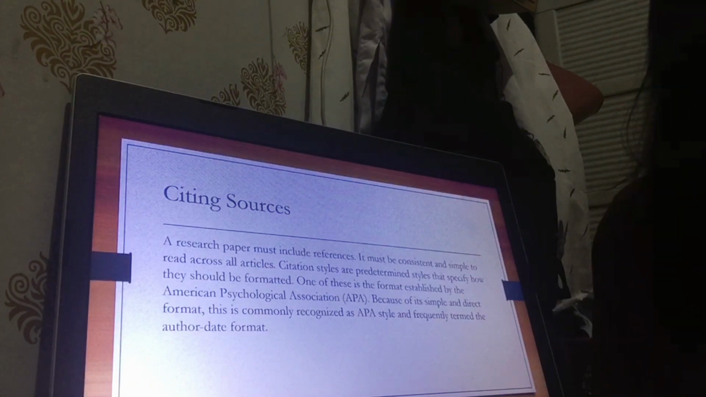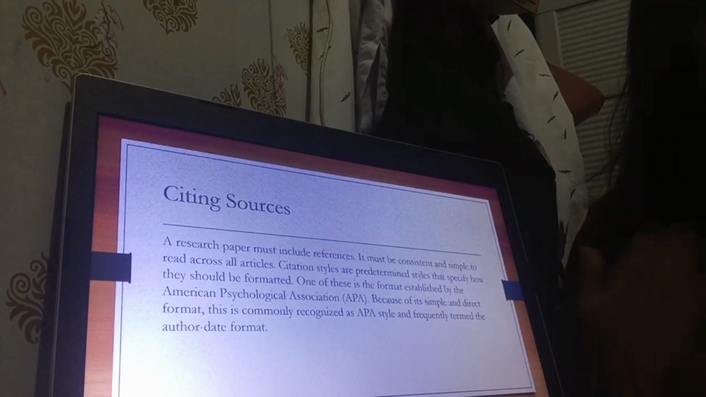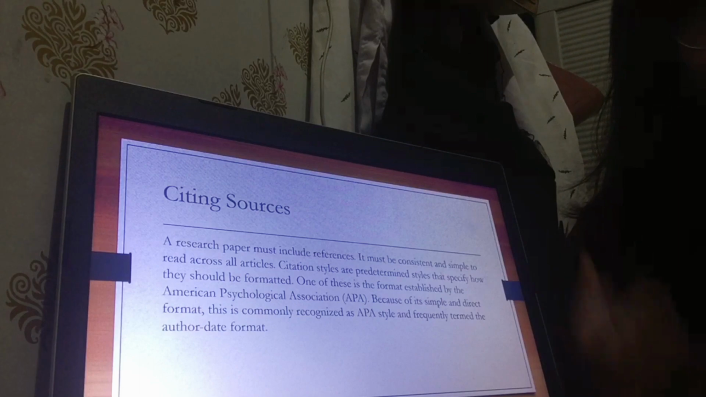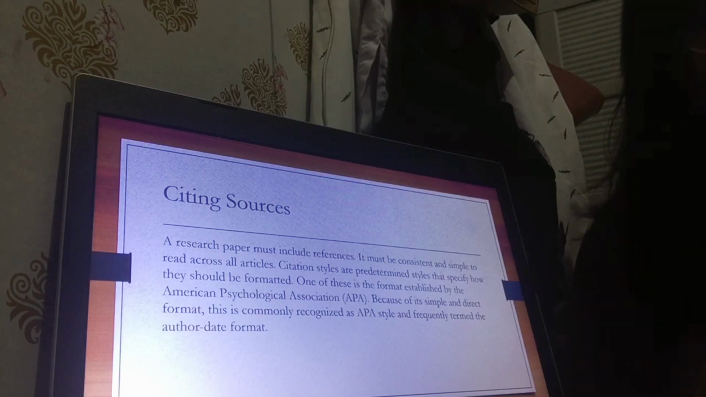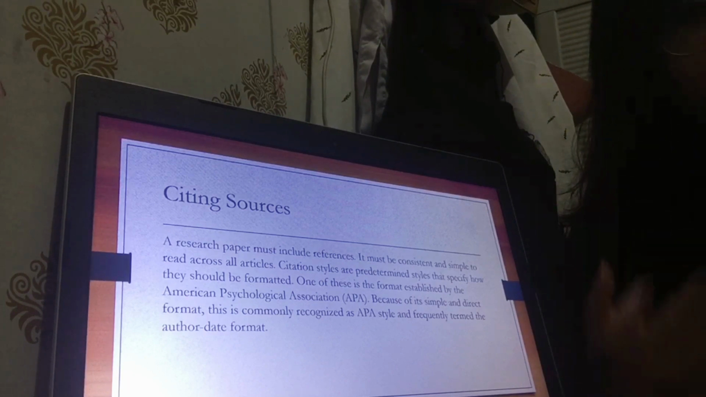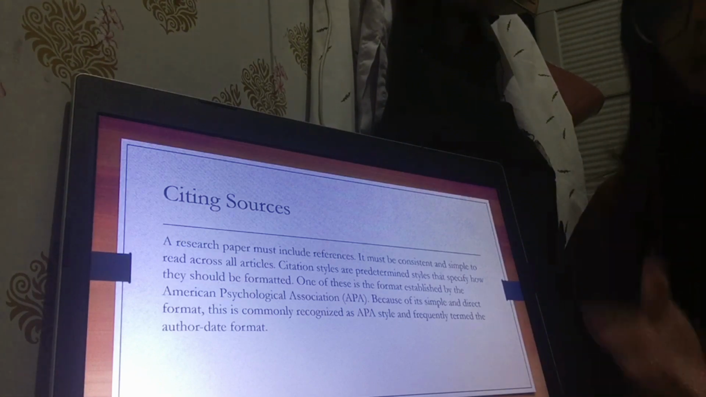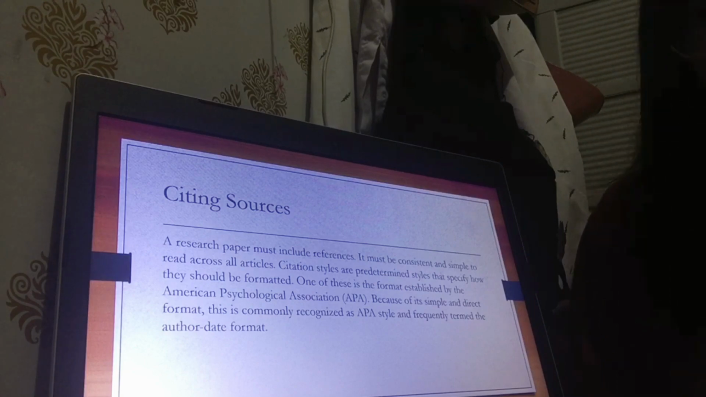So, citing sources. What is citing sources? This section needs to include references to show where you got your information. To make it easy for people to read, there are different styles for how to format this reference. One popular style is called APA, which stands for American Psychological Association. It is simple and easy to use.